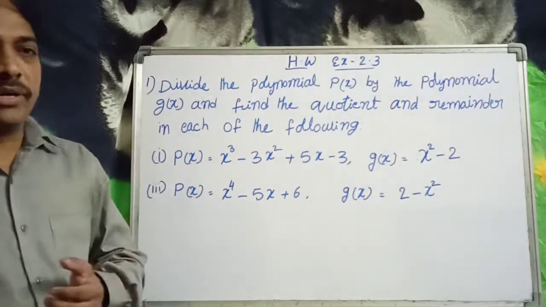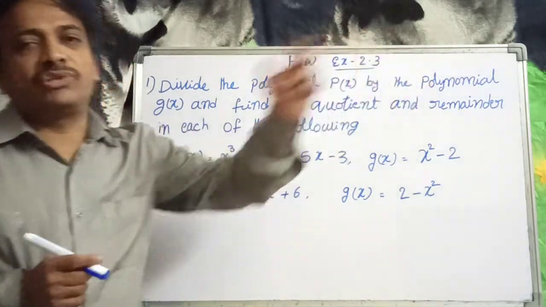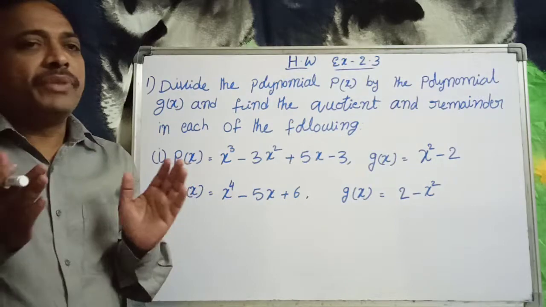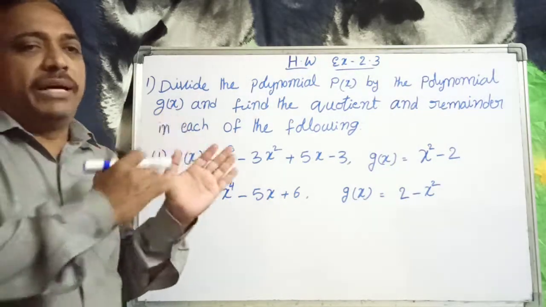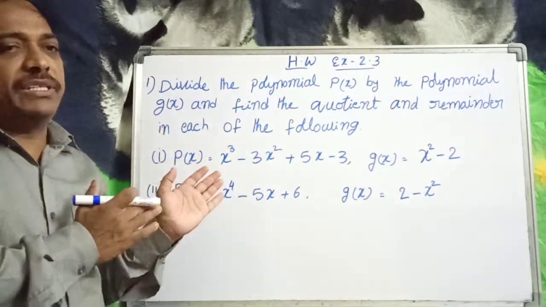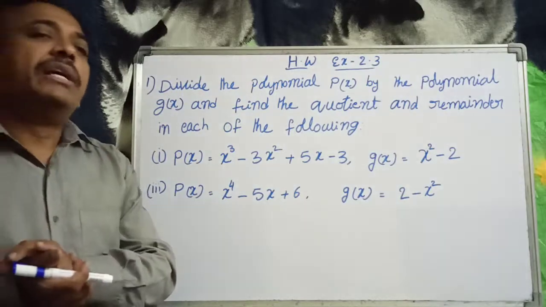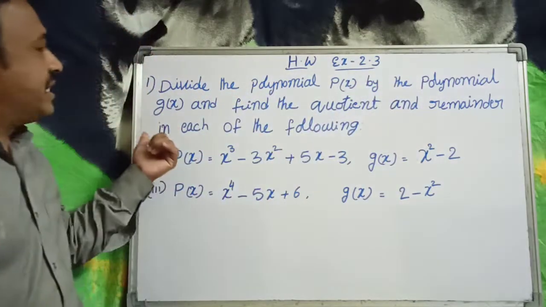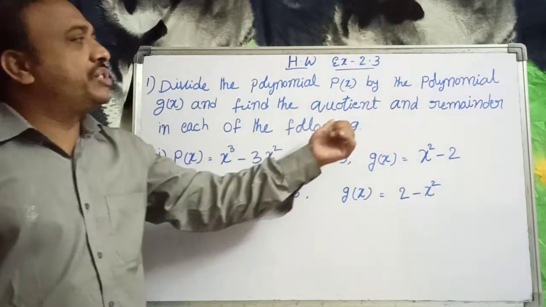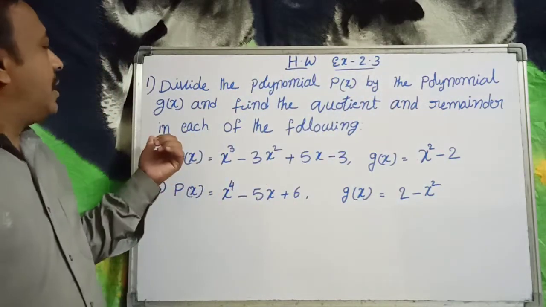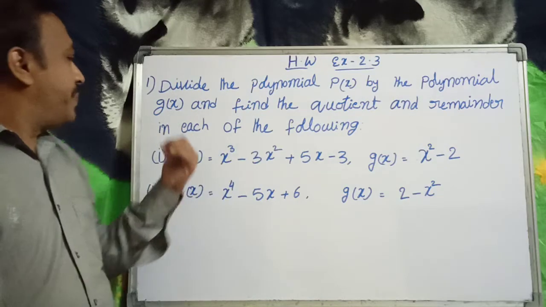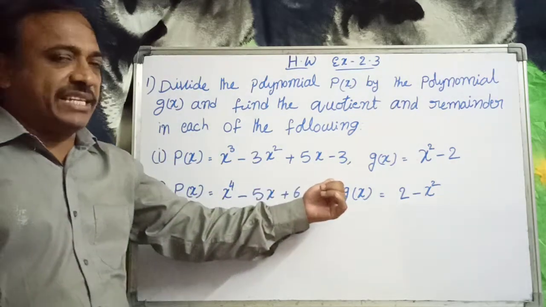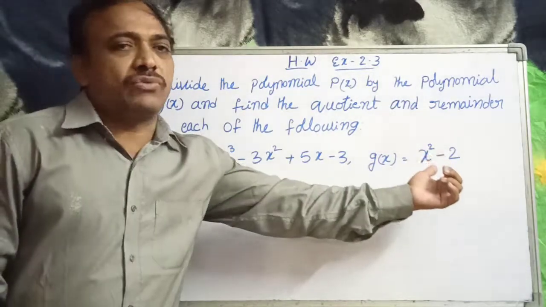Here we have some homework questions from exercise 2.3. I hope you understood how to divide with g of x and p of x. So p of x is the dividend, g of x is the divisor. Divide the polynomial p of x by the polynomial g of x and find the quotient and the remainder in each of the following. So p of x is x cube minus 3x square plus 5x minus 3, and g of x is x square minus 2.